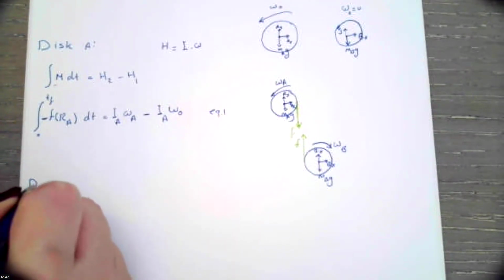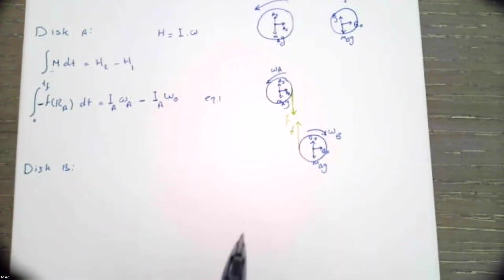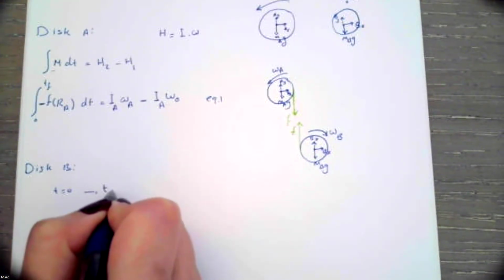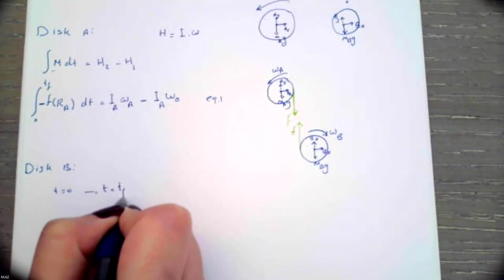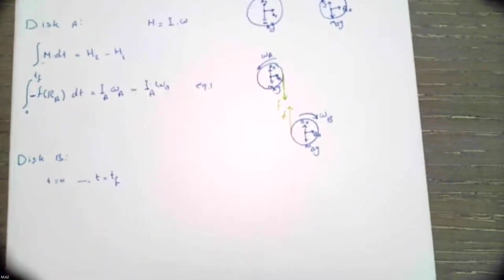For disk B, we are applying exactly the same principle of angular impulse and momentum from time 0 to the final time. This is an unknown.